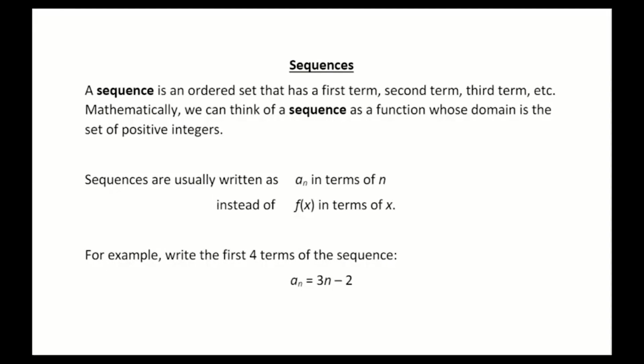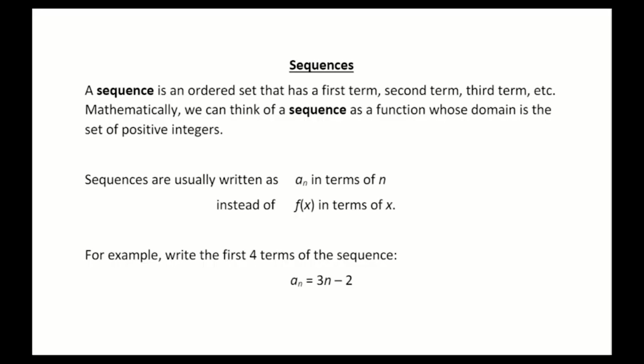So a sequence is any ordered set that has a first term, a second term, a third term. In other words, it has a bunch of terms that are in a specific order. And mathematically, we can think of a sequence as a function whose domain is the set of positive integers. So basically what I'm saying here is that if you have a function and you look at the table in the calculator, for instance, the default setting is just to show you the values of the function where x is 1, 2, 3, 4, 5.